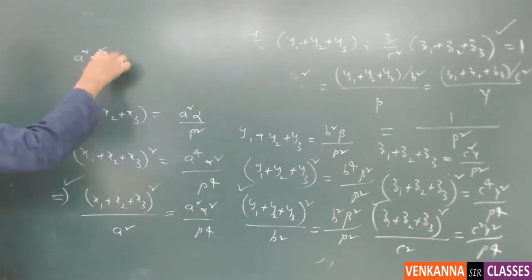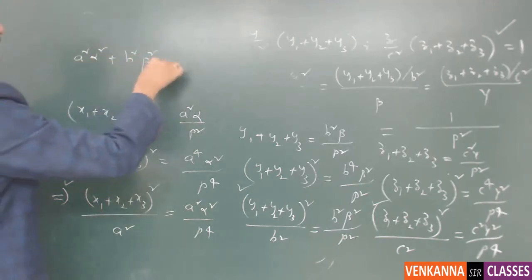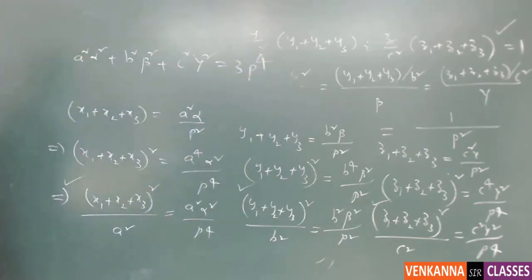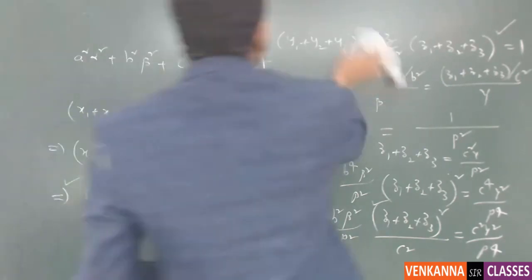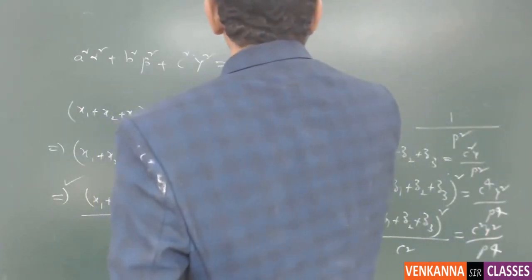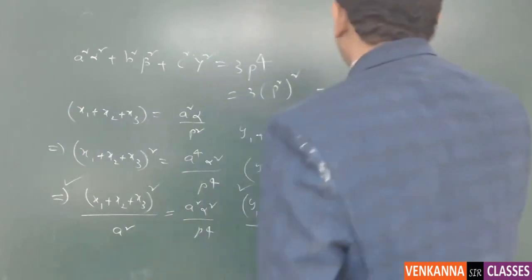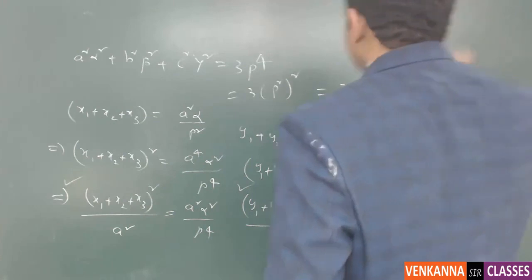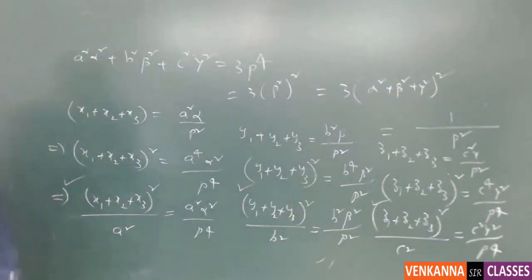a square alpha square plus b square beta square plus c square gamma square is equal to 3 into p power 4. You will get actually. So this is nothing but 3 into p square whole square, so nothing but 3 into alpha square plus beta square plus gamma square whole square. That's it. So x, y, z or alpha, beta, gamma, the point is satisfying that locus. There is a solution we got actually, as far as the problem locus is concerned.